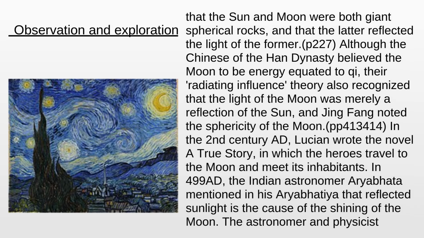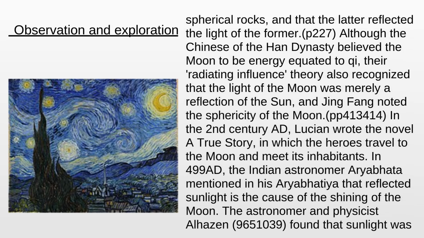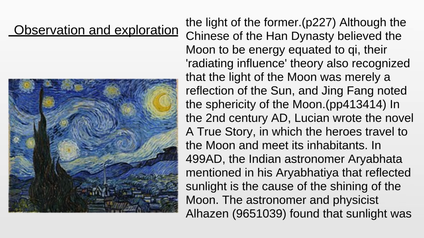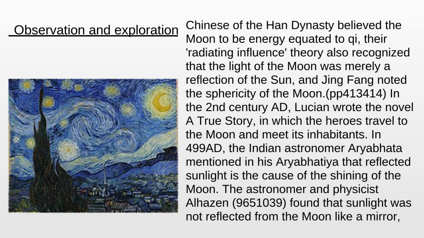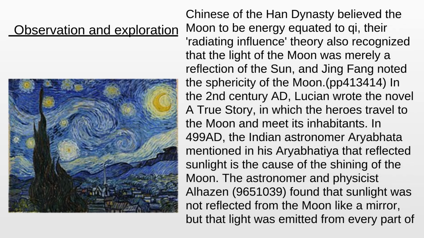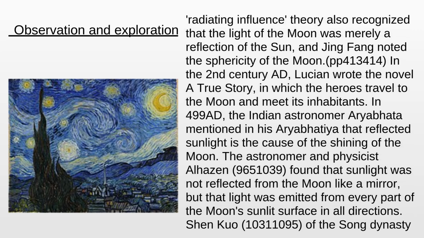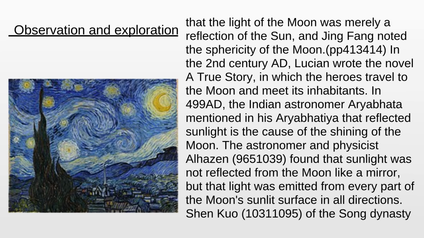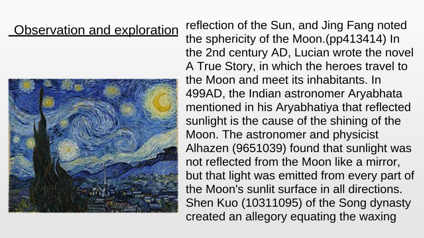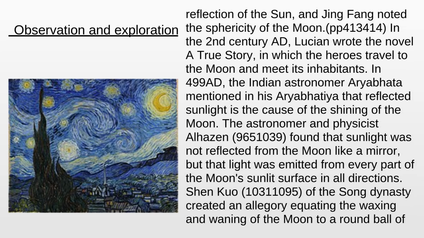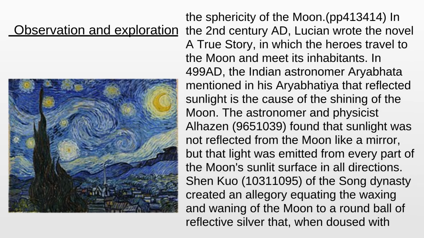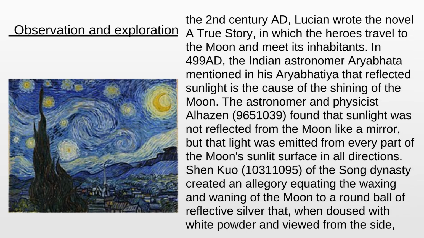Although the Chinese of the Han Dynasty believed the Moon to be energy equated to qi, their radiating influence theory also recognized that the light of the Moon was merely a reflection of the Sun, and Jing Fang noted the sphericity of the Moon. In the 2nd century AD, Lucian wrote the novel A True Story, in which the heroes travel to the Moon and meet its inhabitants.